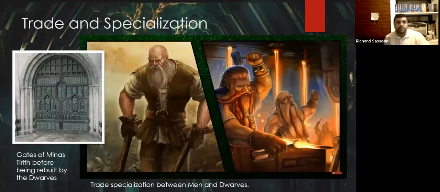So one of the things that I sort of discussed earlier is that there's this sort of trade specialization. We have no references in the text that dwarves actually grow their own food.